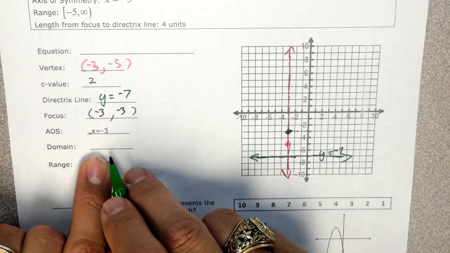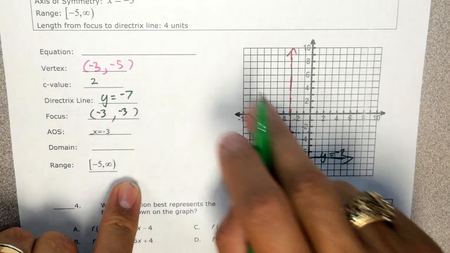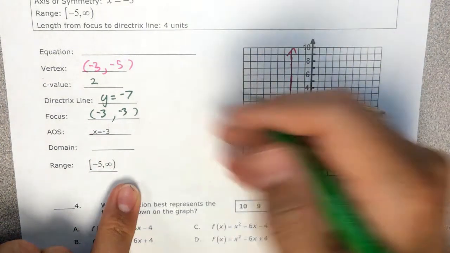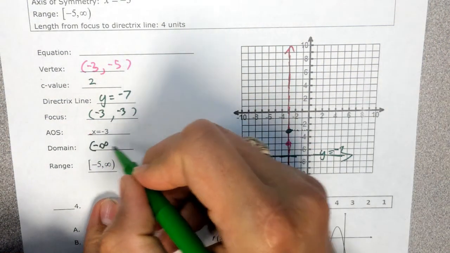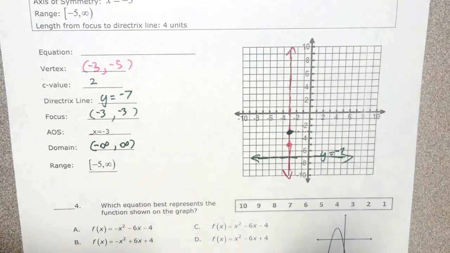Domain, we can actually go ahead and do. What's the domain in all my equations? When it's just a quadratic function, it's always going to be -infinity to +infinity.